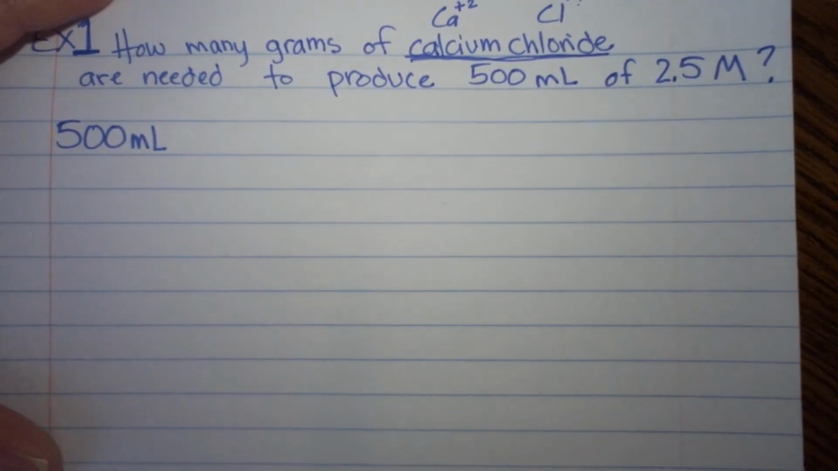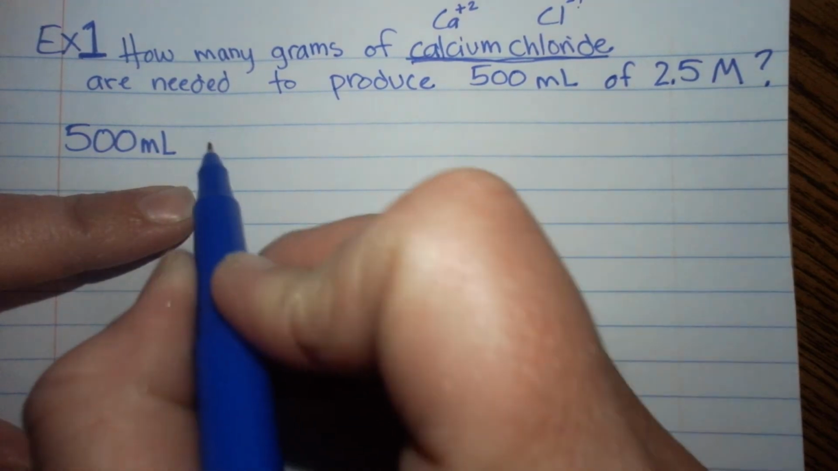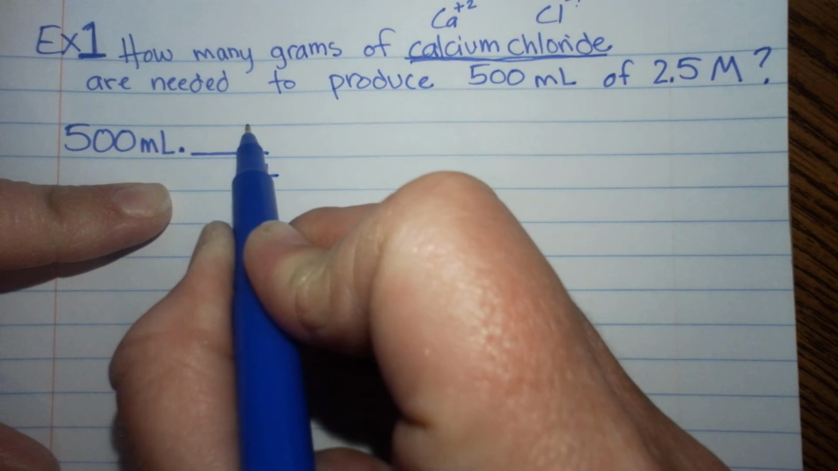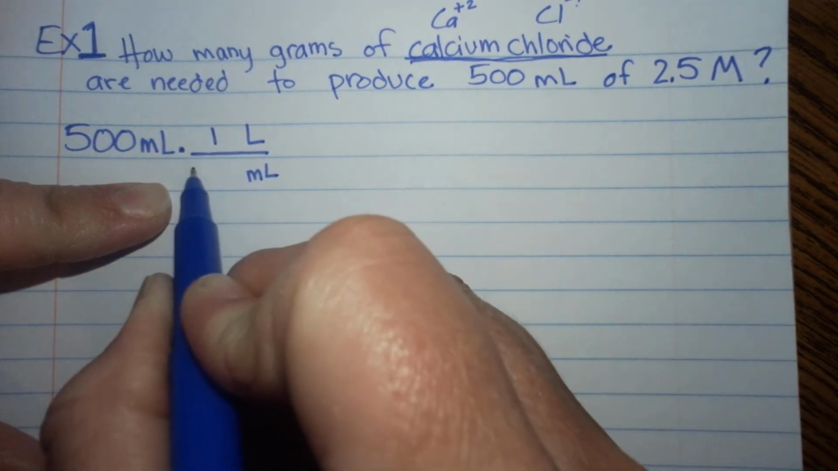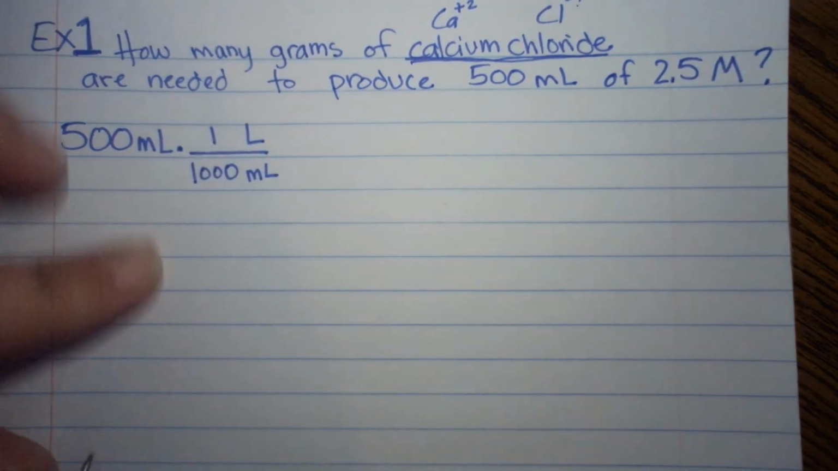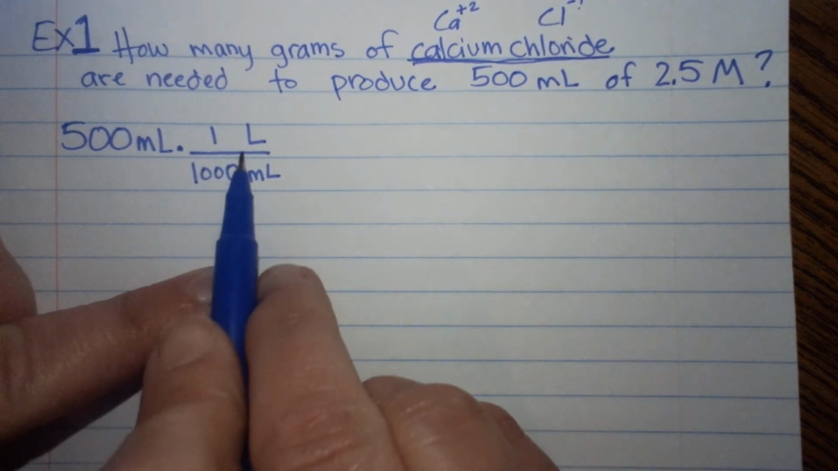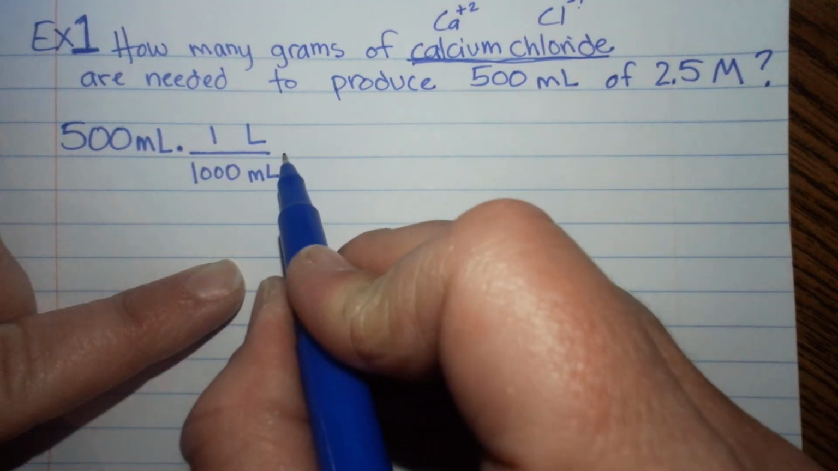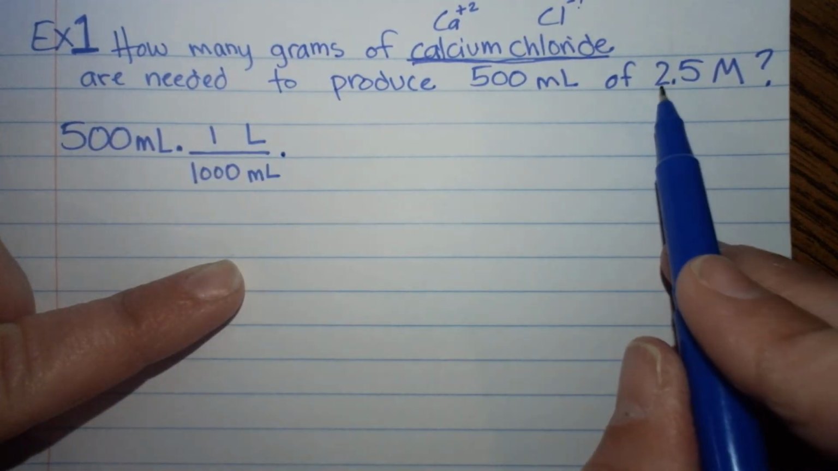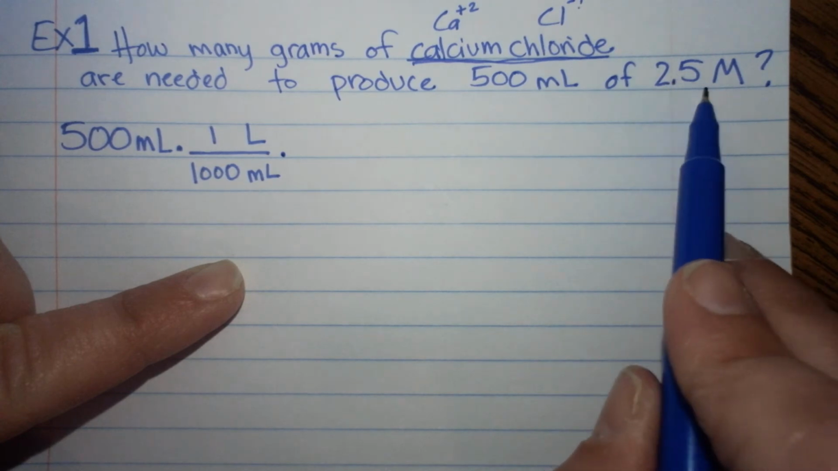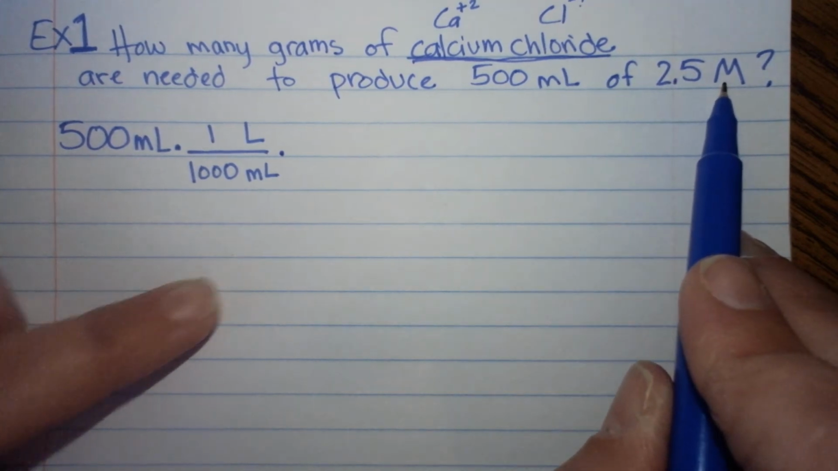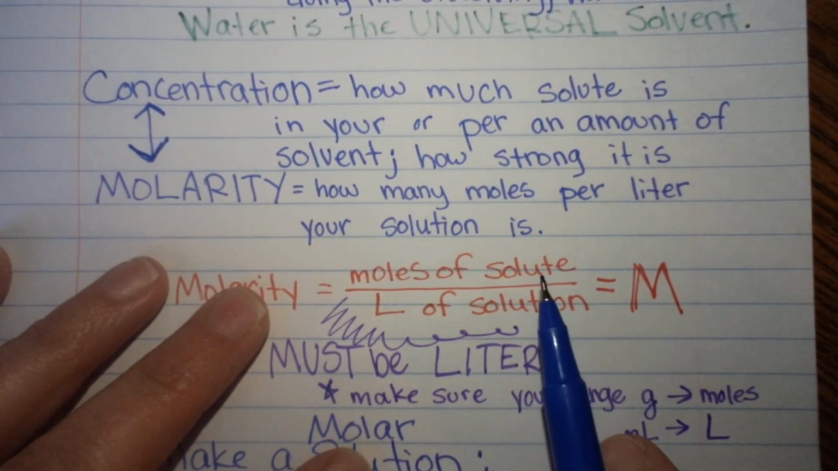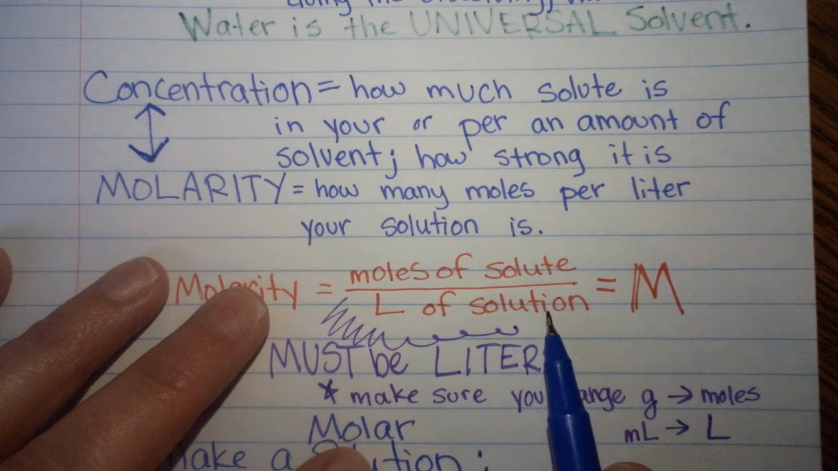We got 500 milliliters, and I know my teacher was all cranky about make sure it's liters. So I'm going to say, all right, cancel milliliters, come up with liters. 1 liter is 1,000 milliliters. All right, now I have liters. What do I do? Well, let's go back to our question. The only other number I'm given is 2.5, this big M. If we go back to our notes and think, what was big M? That's moles of solute over liters of solution.